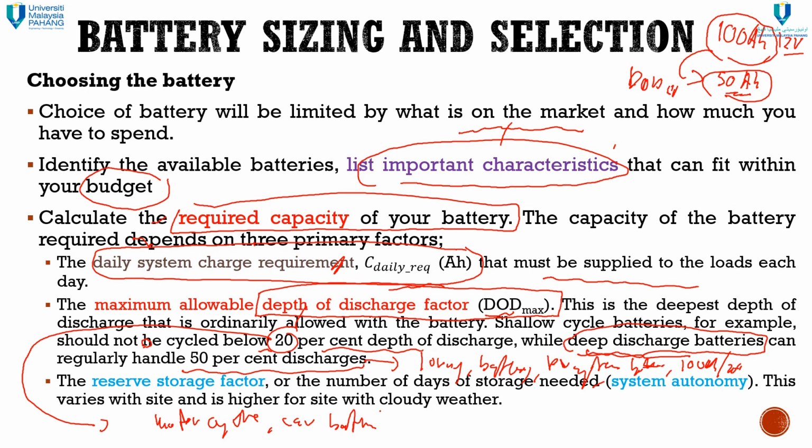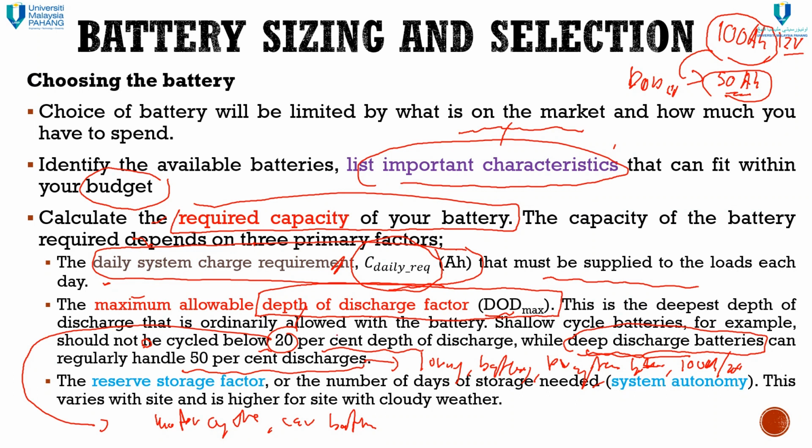So first thing, to choose the battery, we need the daily requirement of Ah per day, the daily system charge requirement. That's the first factor. Second is the depth of discharge of the battery that we are going to buy. Normally 50 to 60%. Then lithium phosphate, I forgot the name, can go to 70 to 80%. I don't have the picture here now. That's not lead acid based, but lithium based battery. And the third factor is the reserve storage factor.